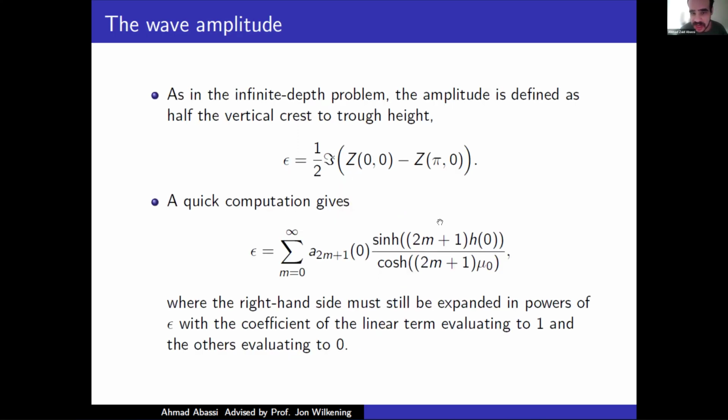As in the infinite depth problem, the amplitude is defined as half the vertical crest to trough height. So half the vertical component, the imaginary component, of big Z at 0 minus half a period. And as it turns out, since Z has an epsilon expansion due to it being a series in A and P, we can perform a quick computation right here and get that epsilon is represented by this infinite series, where the series on the right also has an epsilon expansion. And if we just equate like powers of epsilon, we see that the linear term on the right has coefficient 1 and all of the other coefficients are zeros. This will turn out to be a useful, critical, actually, initial condition dictated by the very definition of epsilon, and that's analogous to the infinite depth problem, the only difference being the Cauchy's and Sinch's that appear here.